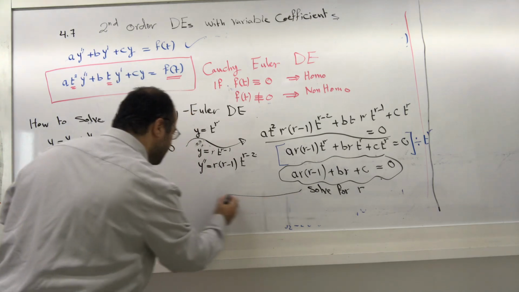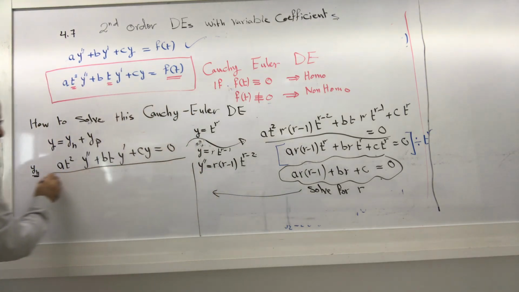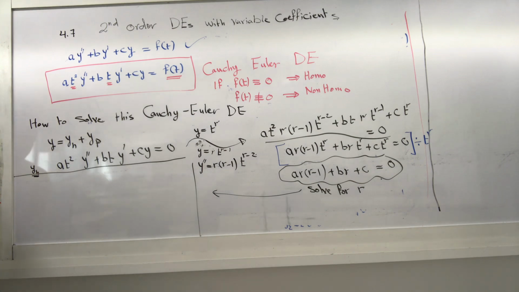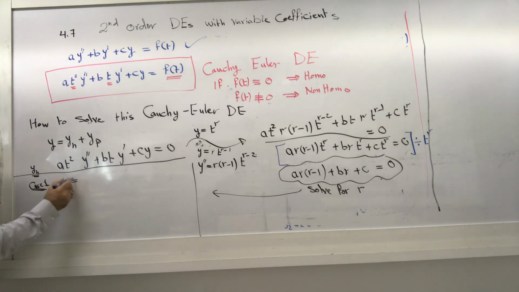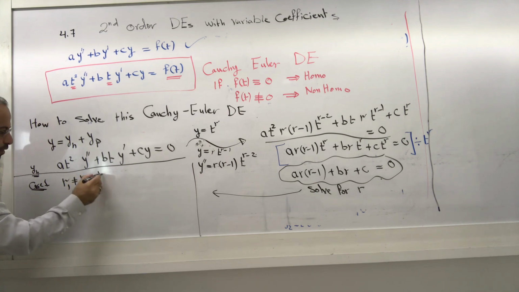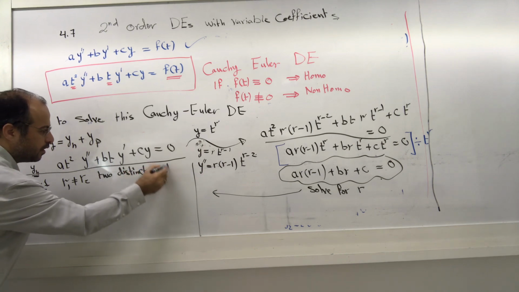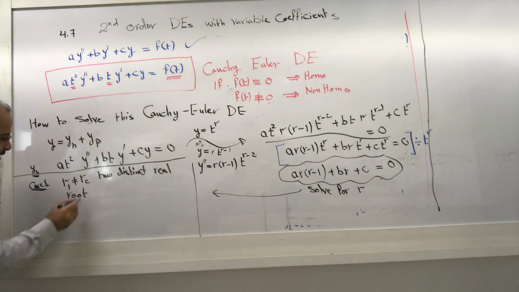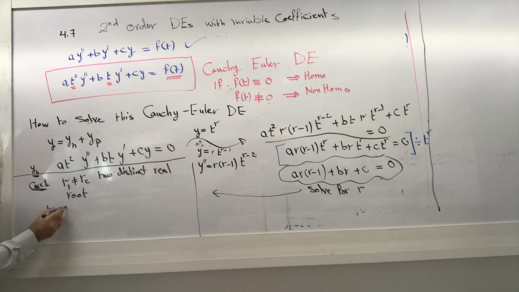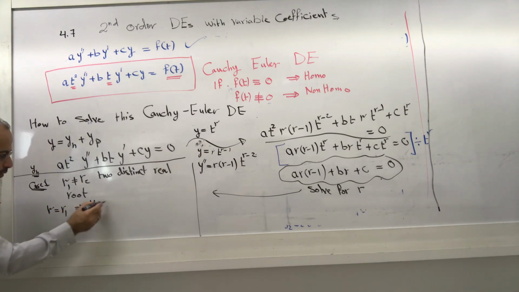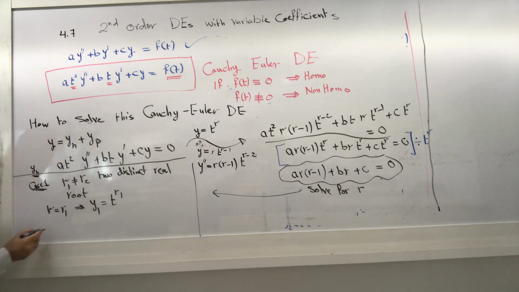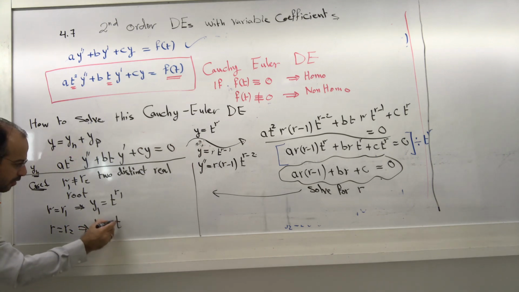When you solve for r, I may have 3 cases like before. Case 1, if you have r1 not equal to r2, 2 distinct real roots. It is like before. You are going to have r = r1, which will give you y1 = t^r1. And you have r = r2, which will give you y2 = t^r2.